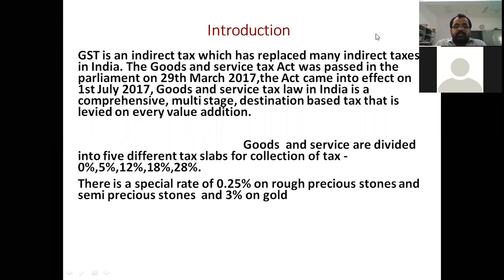Here, GST is an indirect tax, as you know, which has replaced many indirect taxes in India, all the things we have discussed. Especially in relation to rates of GST, the rates can be classified on the basis of goods and services. Goods and services are divided into 5 different tax slabs for collection of tax. The major important rates in GST are 0%, 5%, 12%, 18%, 28%. These rates we have discussed in the last classes.